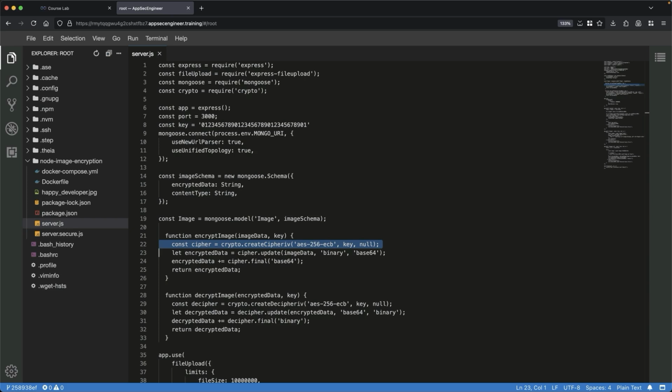With ECB mode, identical plaintext blocks always encrypt to identical ciphertext blocks. For images with solid background colors or repeating patterns, these patterns remain visible. An attacker can then identify the structure of the original image using this information. Further, each 16-byte block is encrypted independently, and there is no relationship between blocks, meaning there is no diffusion of patterns. Therefore, encryption is always susceptible to frequency analysis.